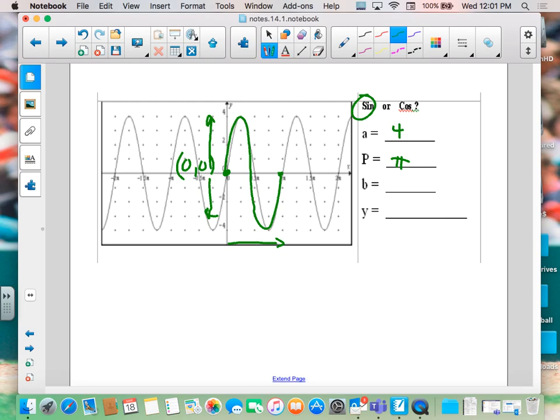This is definitely a sine since it started at 0, 0. Remember, sine starts at 0, 0. So I know it is y equals a sine bx. So I know it's 4 sine. And again, it's the same as the other one. The period is pi.